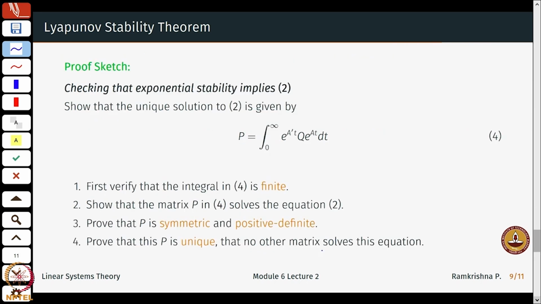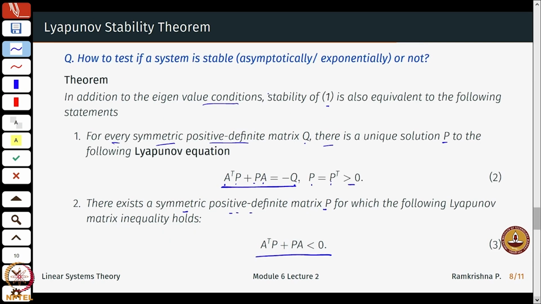I will give you a little gist of the proof and then we will go into the details of it. First, we need to understand what is given to us and what is to be proven. So, part 1 of the proof goes in the following way. We will check that when the system is exponentially stable, it actually implies this equation.